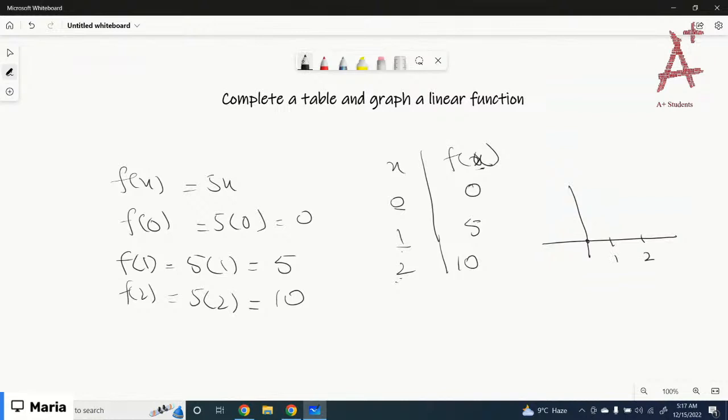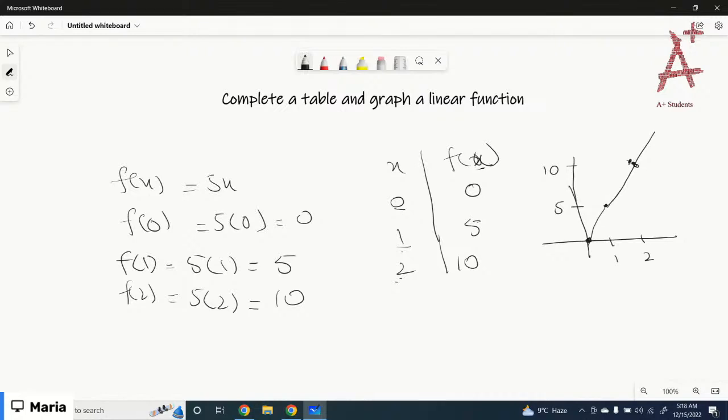Then here you have y is 5 and here we have y is 10. So when x is 1, y is 5, here you have 1 and 5. When x is 2, y is 10. Just join all the points to make a straight line. It would be the linear function. The graph of a linear function is always a straight line. So it looks like this.